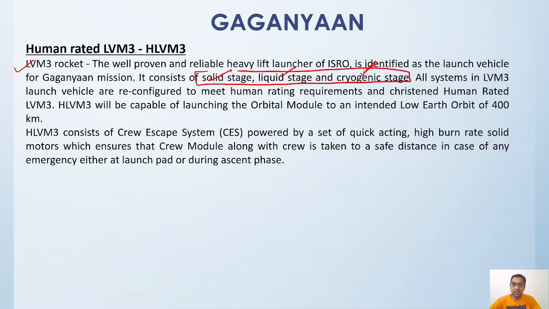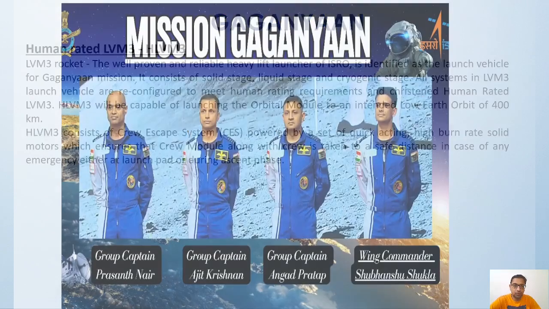The cryogenic stage, which works at a very low temperature, also has to be reconfigured to meet the human rating requirement. We have to make sure of whatever we are launching. There will be an orbital module orbiting the Earth at low earth orbit of 400 kilometers, and then our HLVM-3 will also have a crew escape system, which will provide a set of quick actions if anything goes out of control. The crew escape system has to be put in there as well.